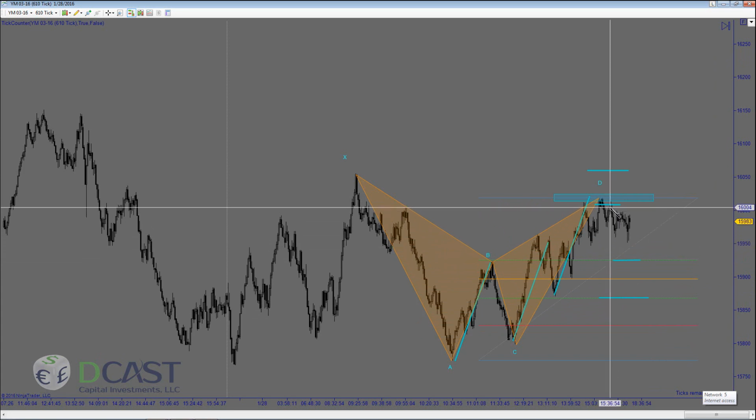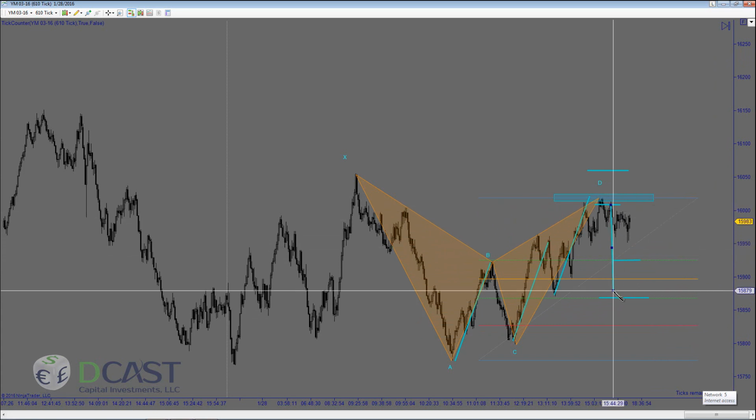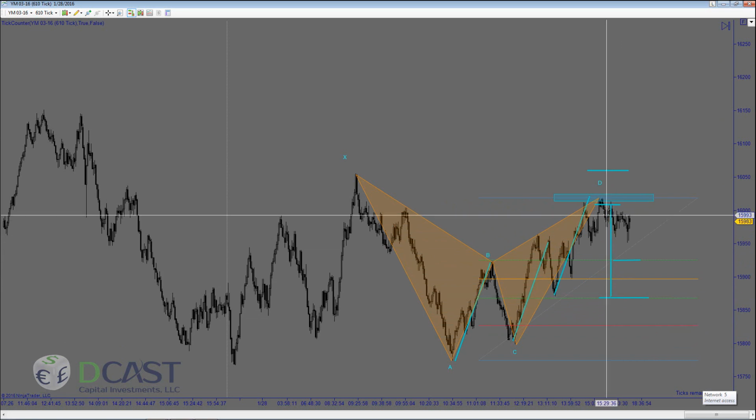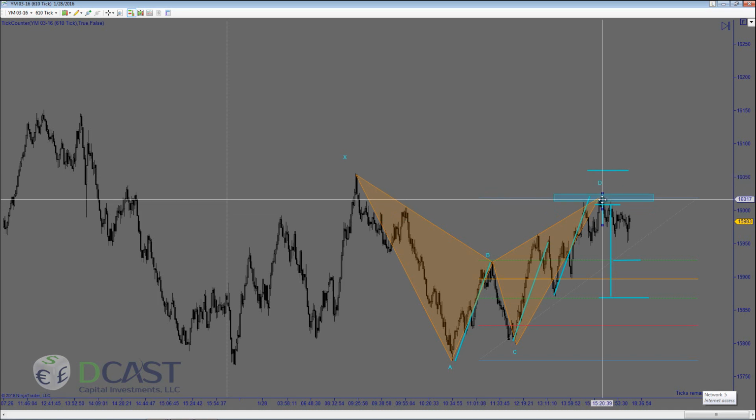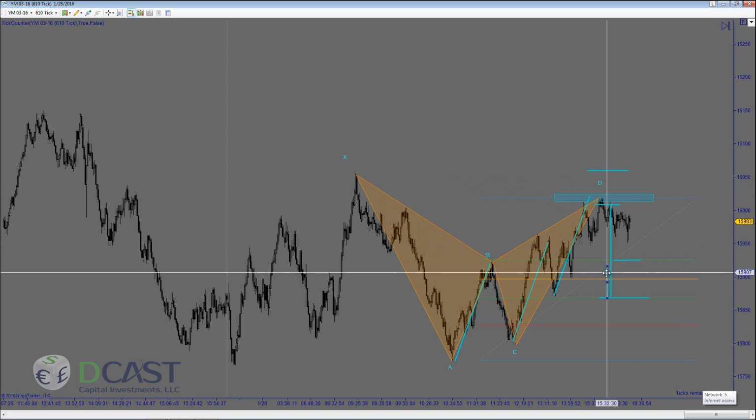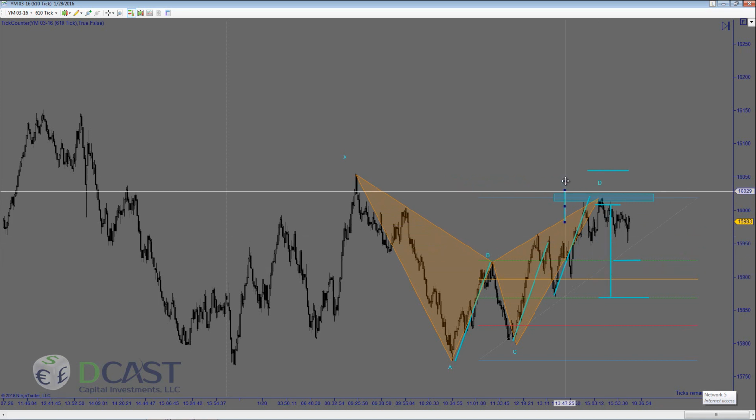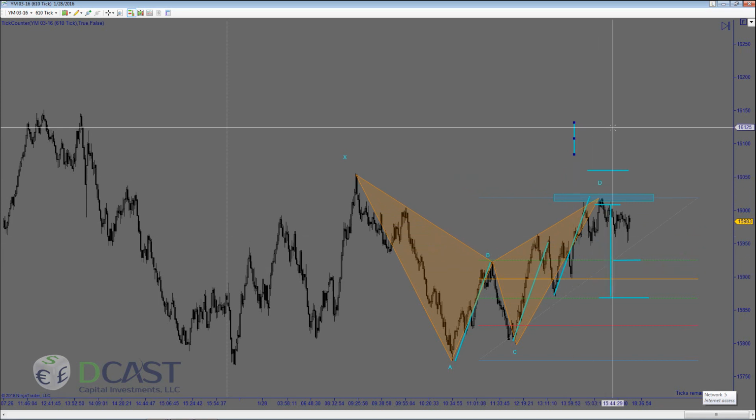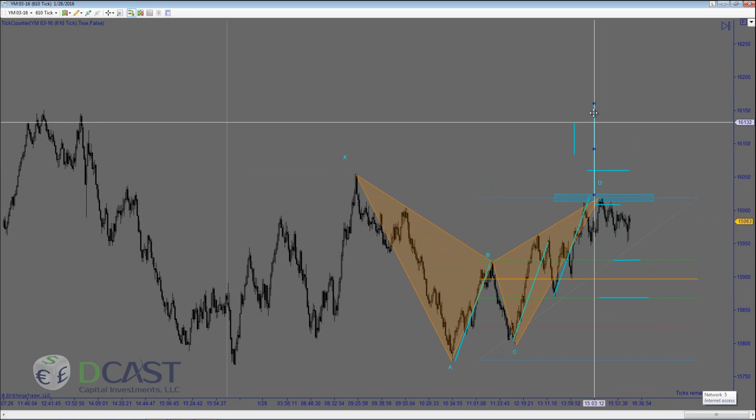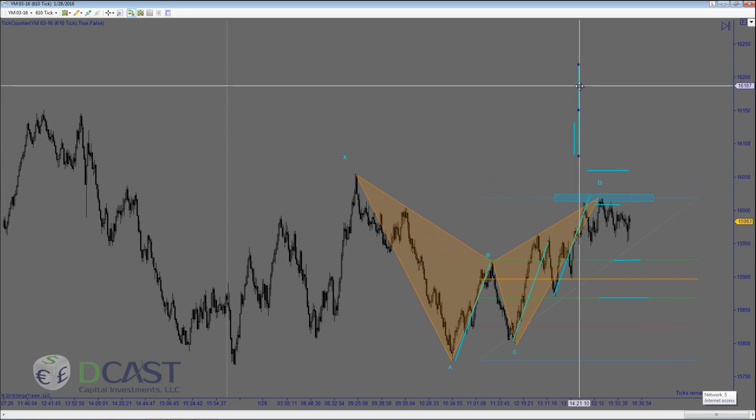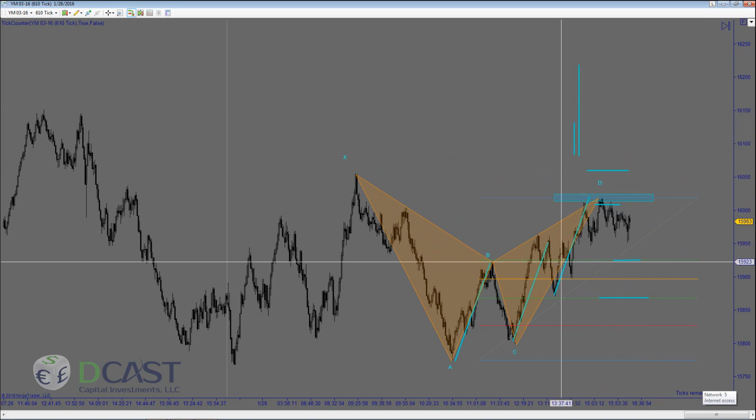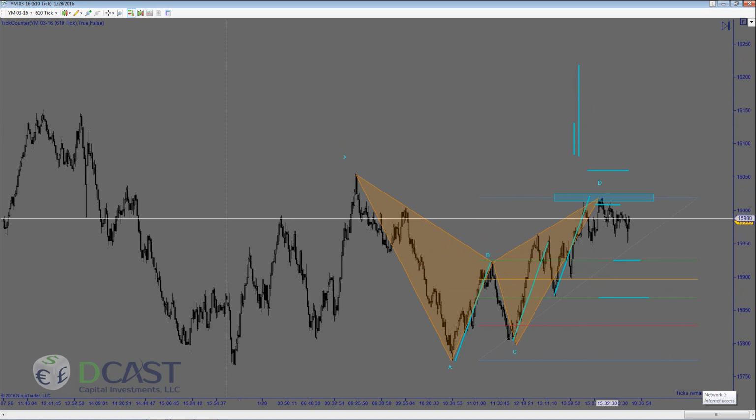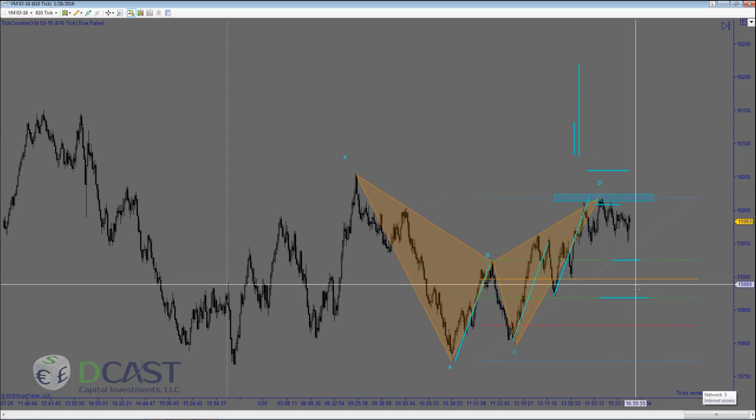But risk reward on this is fantastic. You're talking one, two, almost 3-to-1 risk reward, which is great. As you can see, it is quite nice risk reward. Very, very low risk, very good trading opportunity to take to the short side.